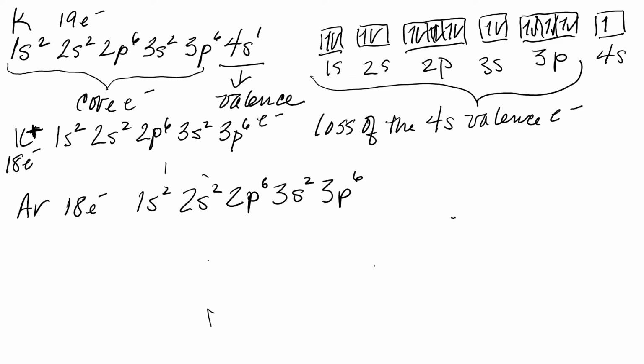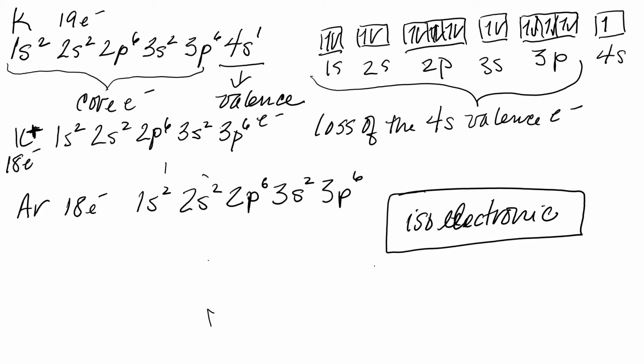And there is a name for this phenomenon. We call these species isoelectronic. So if an atom or ion has the same electron configuration as another atom or ion, they are considered to be isoelectronic with one another.